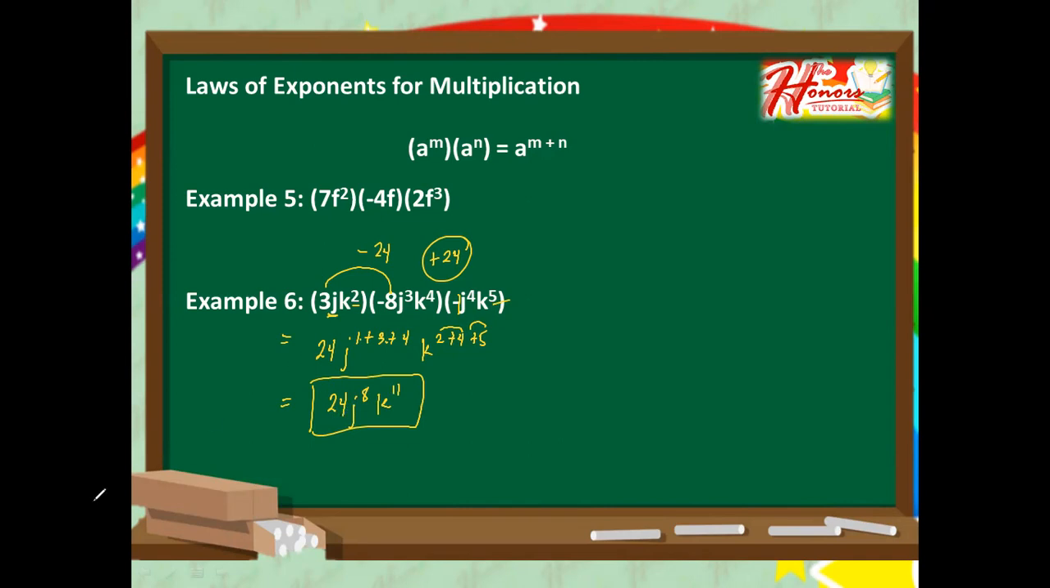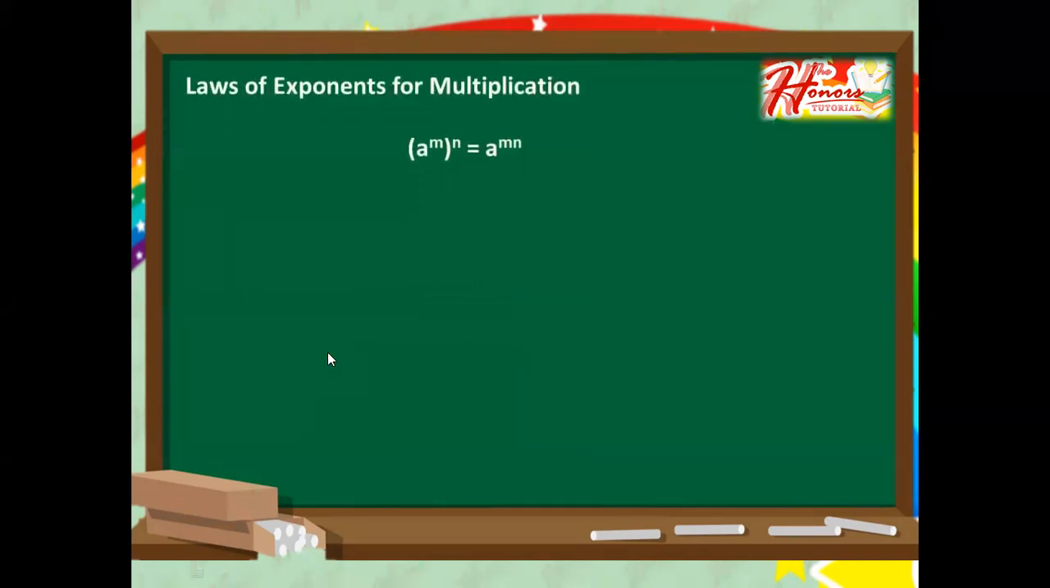Next, let's have another. Let's have another law of exponents for multiplication. We have a raised to m, raised to n is equal to a raised to m times n. How are we going to do it? This is the logic for that. If the exponent is outside the parenthesis, multiply. So copy the base. D raised to 2 times 3, that's 6. And that's it. It's easy, right?